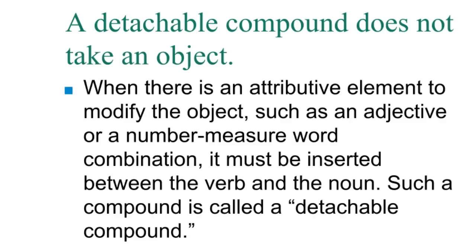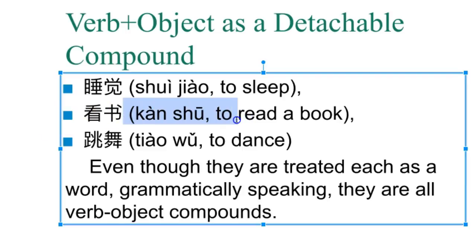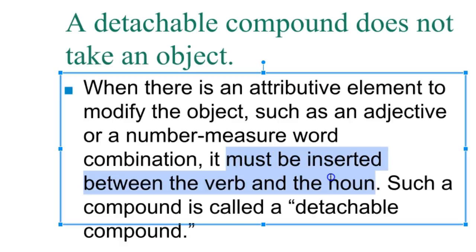Important, a detachable compound doesn't take another object because there already is an object in the verb object compound, right? So you're not going to say like 看书 and add another object after it because there already is an object. If I want to add a number or a measure word, you want to put it between the verb and the noun, or the verb and the object. This is called a detachable compound.